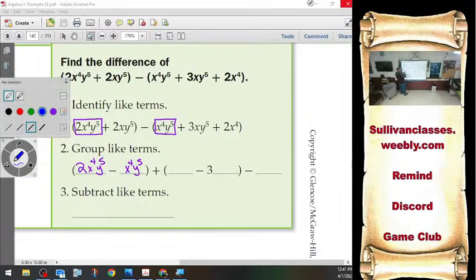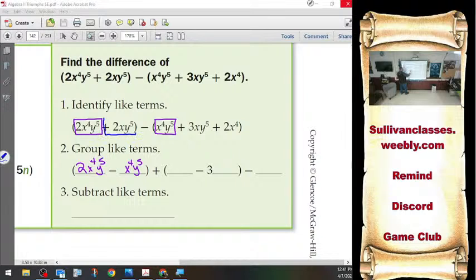Then I go for the next term. Every time I run into a plus or minus, do I have any other x, y to the 5th? Yep, and 2xy to the fifth. See how this is a positive 3, but I'm subtracting it. That's why this says minus 3xy to the fifth. I'm subtracting everything that's in those parentheses.